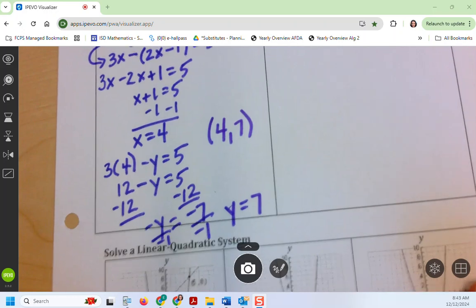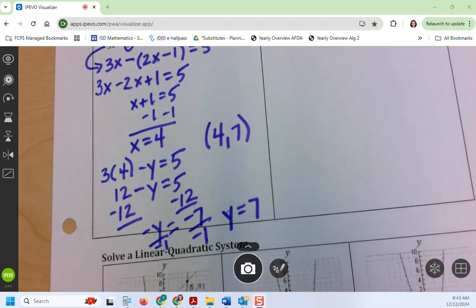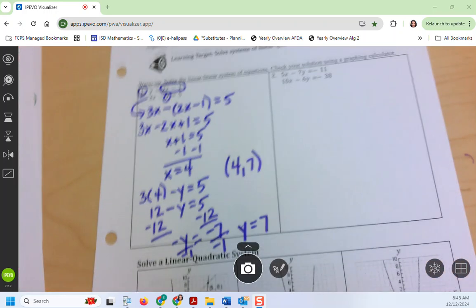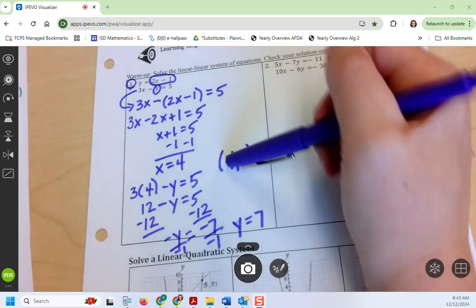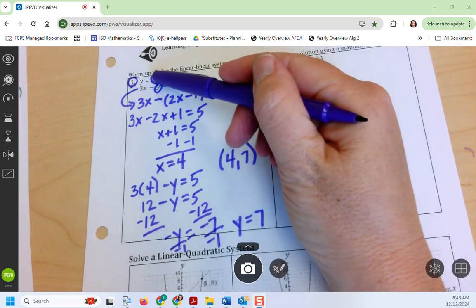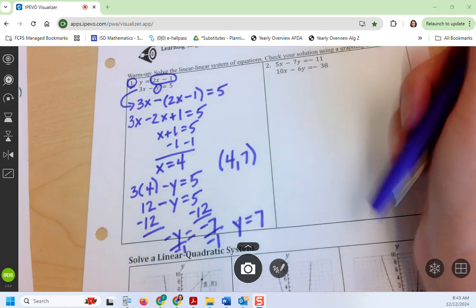Can you substitute it to the first equation? Yes, wouldn't that be easier? Yeah, but I got one. What did you get? I got one. So if I put 4 into the first equation, 2 times 4 is 8, minus 1 is 7.